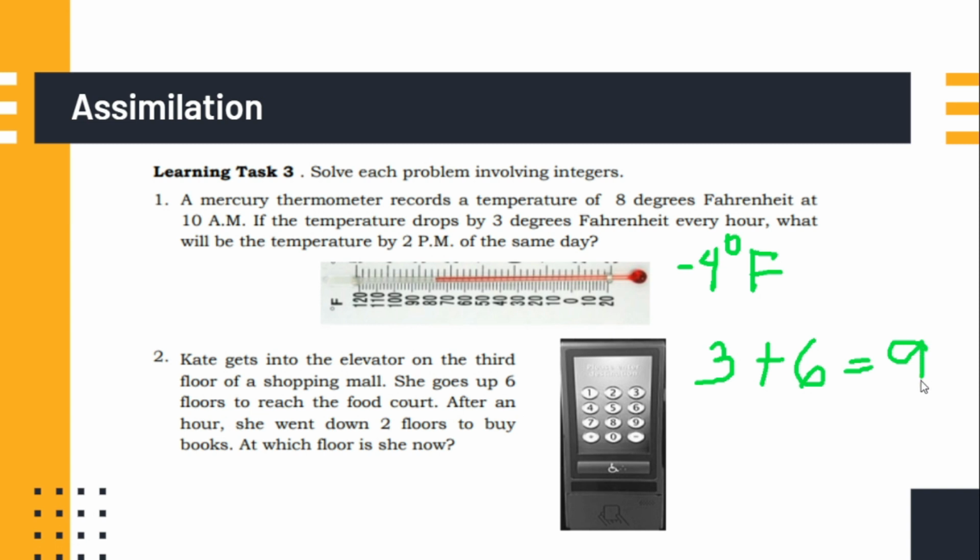Then, after an hour daw, she went down 2 floors to buy books. So, kung nasa 9th floor siya, bumaba siya ng 2. So, nasan siya na ngayon? At which floor is she now? Nasa 7th floor. Okay, therefore, that is the 7th floor.